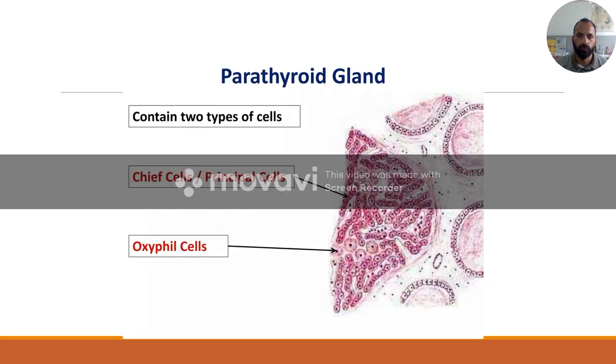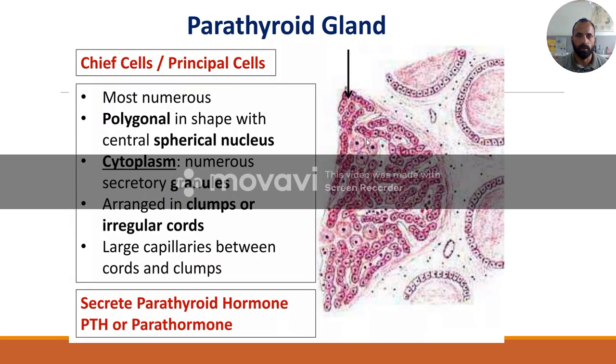So in the parathyroid, you can find two main cells. One is called the chief cell or principal cell, and the other is the oxyphil cell. These are the two main cells present in the parathyroid gland. The chief cells, or principal cells, are usually polygonal in shape, and they are arranged in the form of cords or clumps.